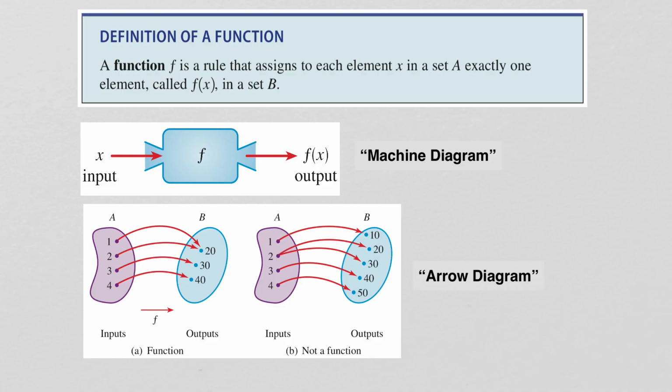Now, we can also talk about what it means to not be a function. So in this other arrow diagram, you can see that the number 1 gets assigned the number 10, which is perfectly fine. But then the number 2 gets assigned the number 20 and also gets assigned the number 30. So this is not a function because the definition says to be a function, each element x gets exactly one element assigned to it, which we call f of x. So you can't have an element over here getting assigned two different elements.